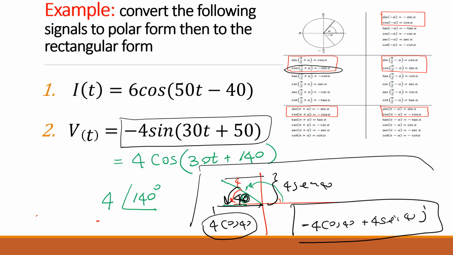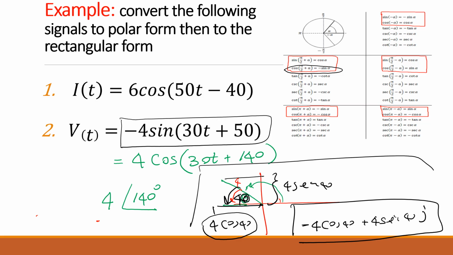Otherwise you can just say the real part is cos 140 and the imaginary part is sin 140. Still you get the answer, but you don't have to think about negative and positive in that case. But if you plot it, it is more practical. You know what is happening, you see it in front of your eyes.